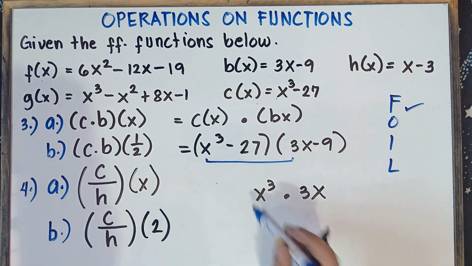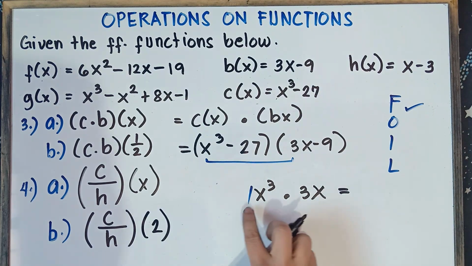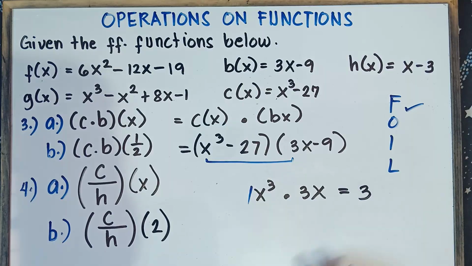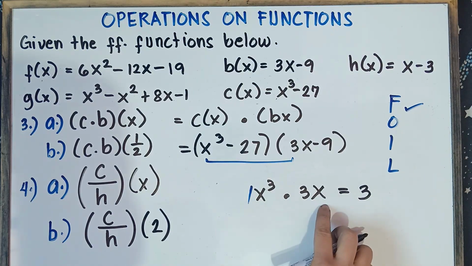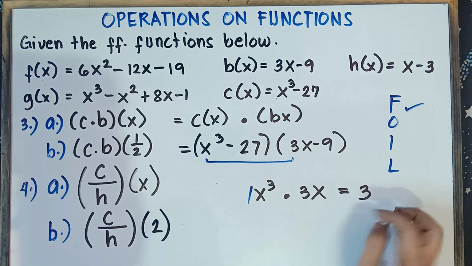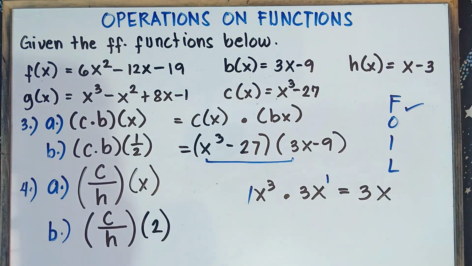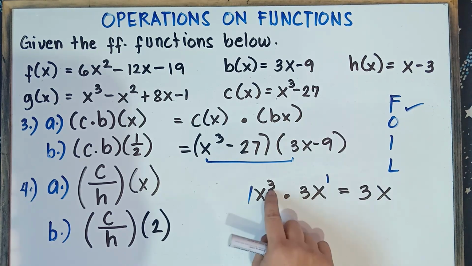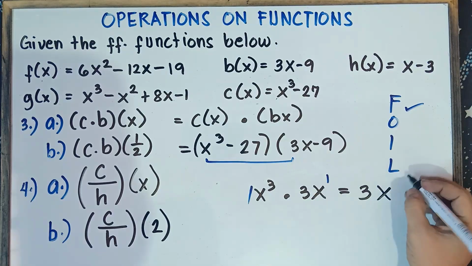Understood that there's a 1 here, so 1 times 3 is 3. Then x cubed multiplied by x. When multiplying algebraic expressions with the same base x, simply copy x and add the exponents. Understood that there's a 1 exponent here, so 3 plus 1 is 4.